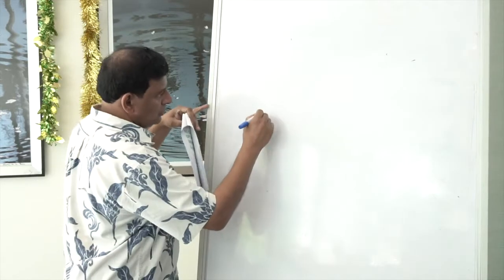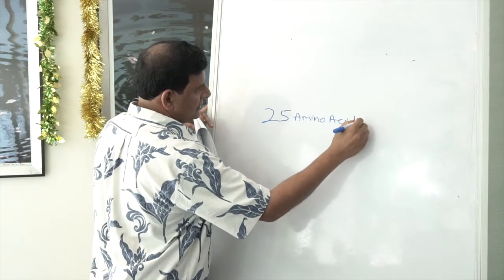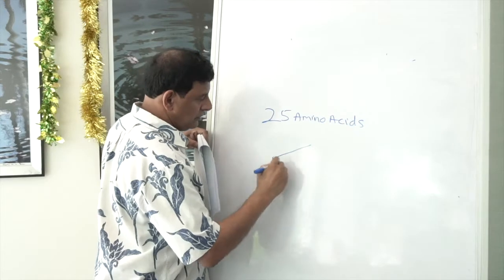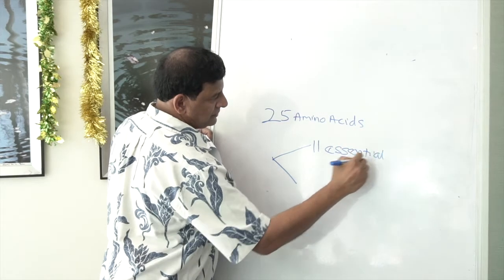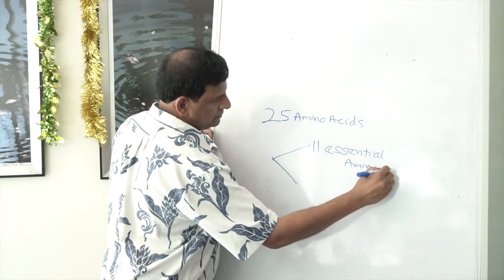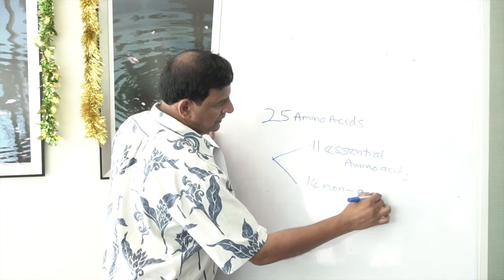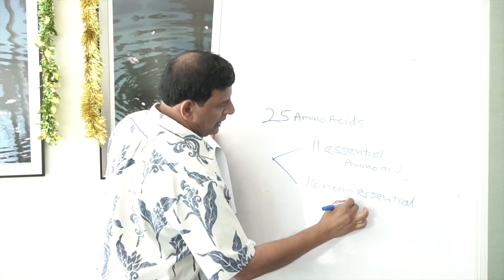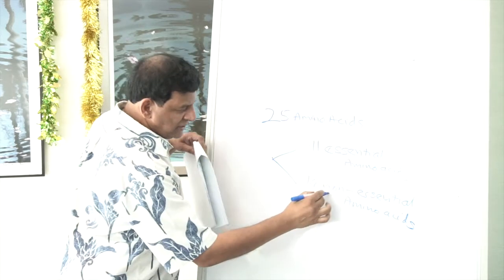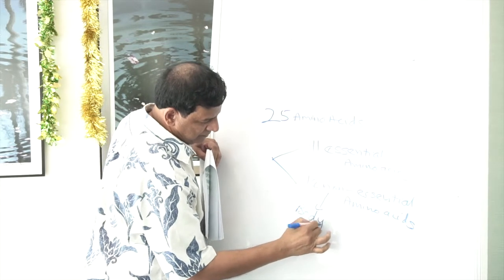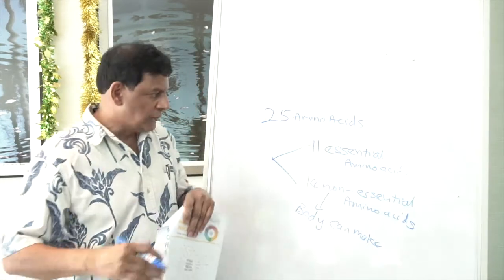So there are 25 amino acids. Of the 25, 11 are called essential amino acids, and the 14 are called non-essential amino acids. Non-essential amino acids the body can make on its own. The essential ones we have to take as food.